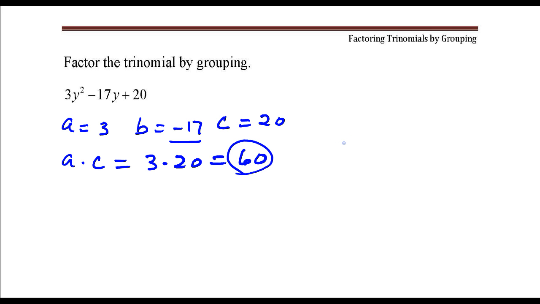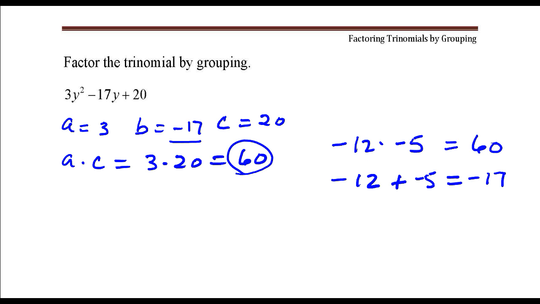Those two numbers would be negative 12 and negative 5. Now let's check this. Negative 12 times a negative 5 is a positive 60. Negative 12 plus a negative 5 is negative 17.